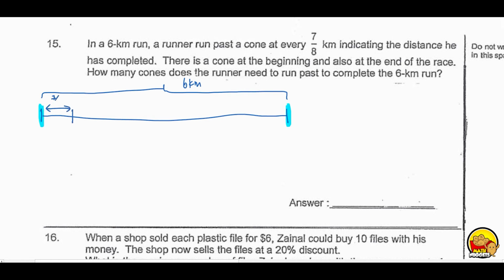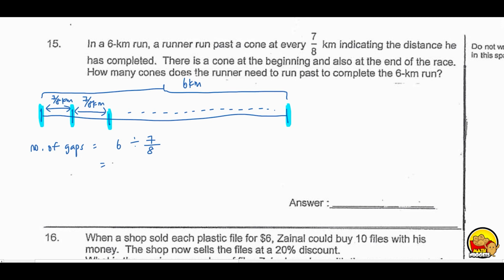And this is 7/8 kilometer. Another 7/8 kilometers. Another cone. And we don't know how many cones that would be along the way. And that's what we're trying to find out. Okay, so we know that every gap between the cones is 7/8 kilometer. So in order to find out the number of gaps, we will have to take 6 kilometers divided by 7/8 kilometer.